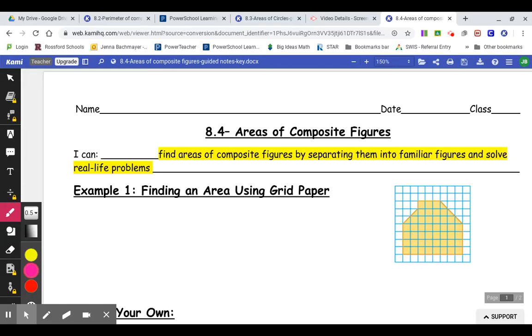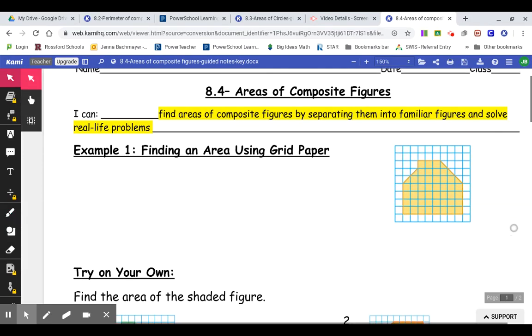Hi guys, today we're going to talk about 8.4, area of composite figures. So the first thing we have is our I can statement. I can find areas of composite figures by separating them into familiar figures and solve real life problems.